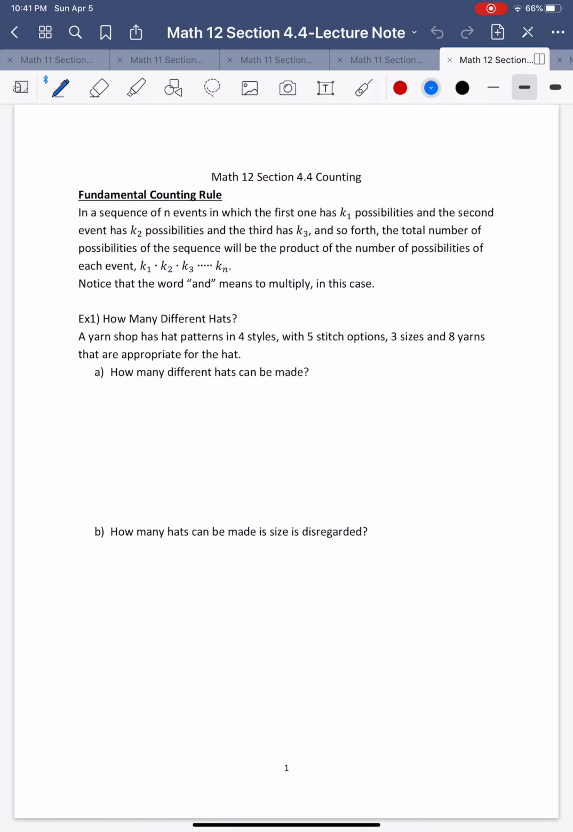Hello class, this is section 4.4, counting. We're going to learn about the fundamental counting rules. In a sequence of n events, in which the first one has k1 possibilities, the second one has k2 possibilities, the third k3 possibilities, and so forth, the total number of possibilities of the sequence will be the product of the number of possibilities, which is k1 times k2 times k3 all the way to kn.